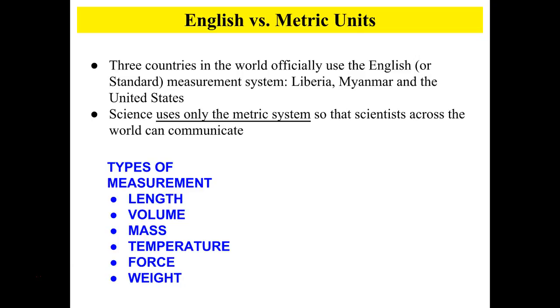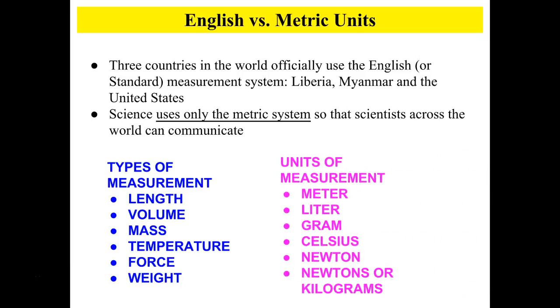Then you have tools and units that you use to do the measuring with. So we've got units of measurement. Notice they are not the same. The unit of measurement for length is the meter. The unit of measurement for volume is the liter. Mass is the gram. Temperature, we use Celsius. Force, we use newtons. And weight, we either use newtons or kilograms. So when you're asked about types of measurement, think about, okay, what about the object am I actually measuring? What property am I describing with this measurement?